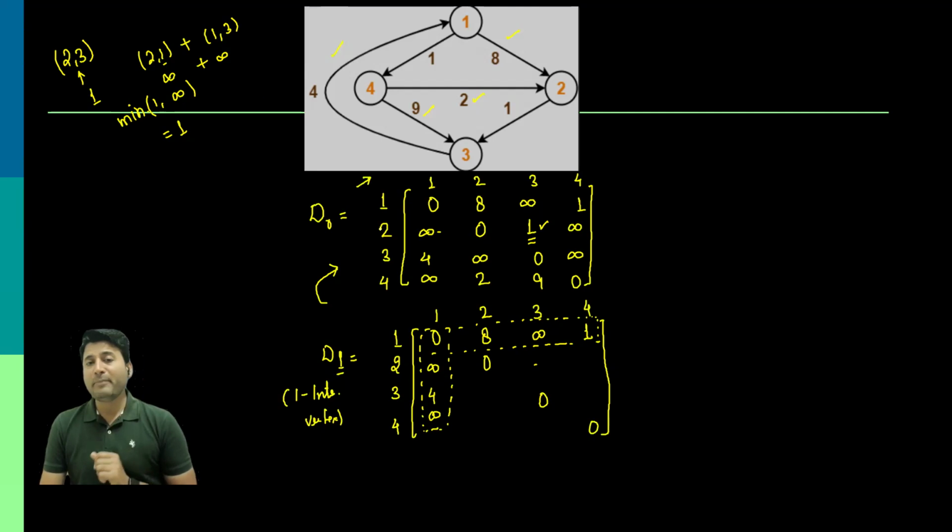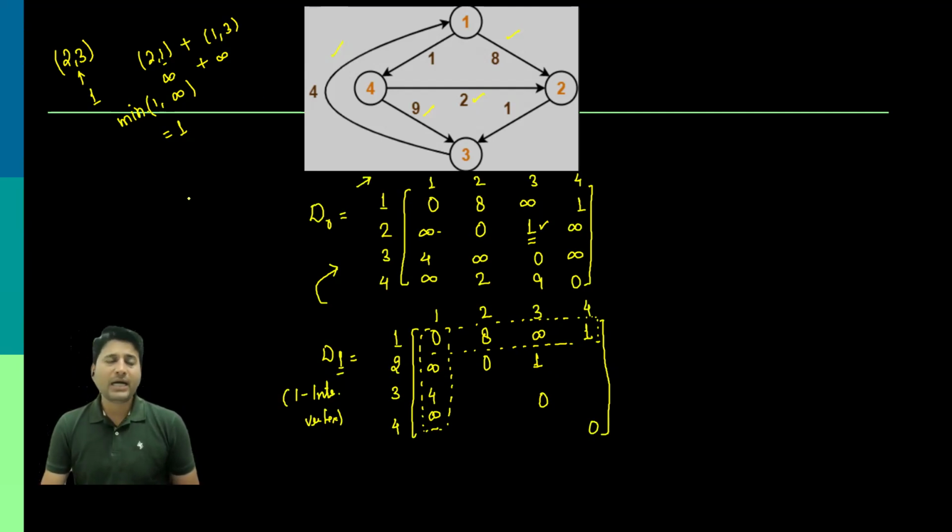You can do it manually. If having confusion, do write like this. Insert that intermediate vertex in your pair and then write the distance from the previous matrix, not from the graph, previous matrix. So this comes out as 1.